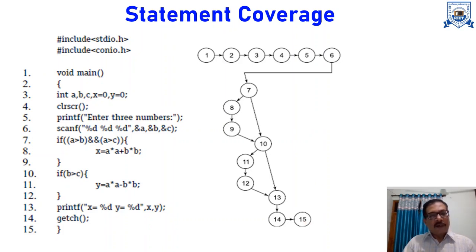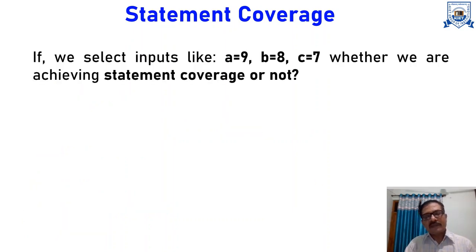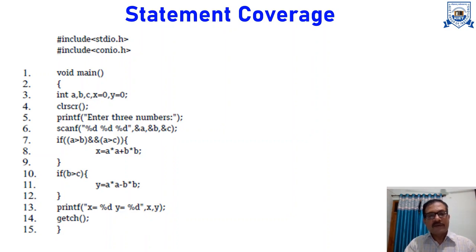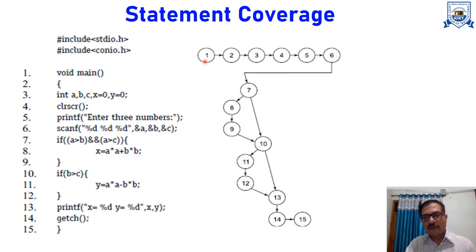Now for this program, if somebody is going to select a test case like this, a equals 9, b equals 8 and c equals 7, the question is, by selecting this test case, whether we are achieving statement coverage or not. That is the question here. So if you take these three values, a equals 9, b equals 8 and c equals 7, and simply traverse through this control flow graph, right?